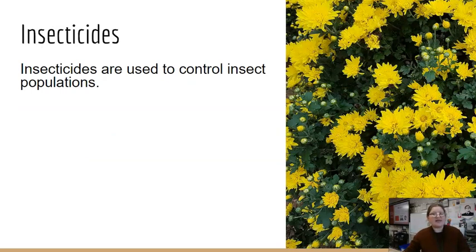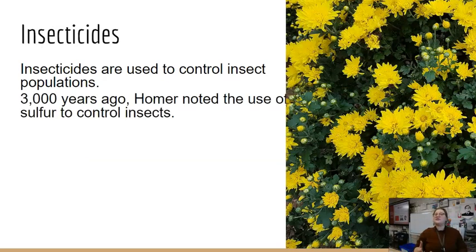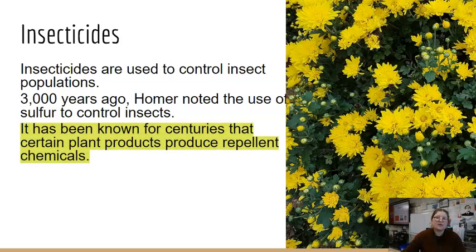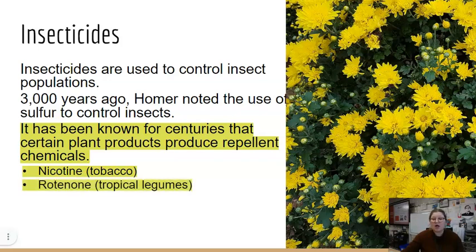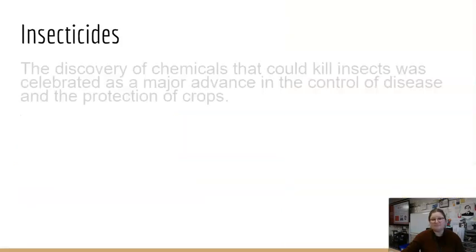Insecticides, again, are for insect populations. 3,000 years ago, Homer noted the use of sulfur to control insects way back when. It's been known for centuries that certain plant products produce repellent chemicals. Examples are nicotine, aka tobacco, rotenone in tropical legumes, and pyrethrum in chrysanthemums.